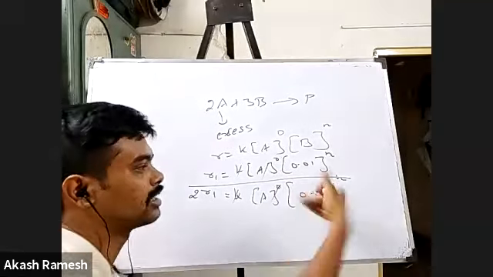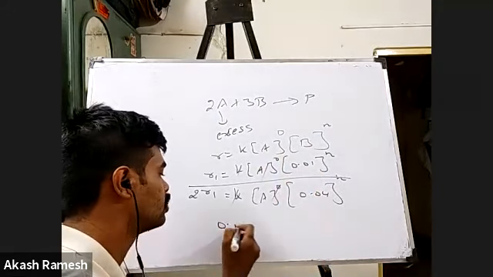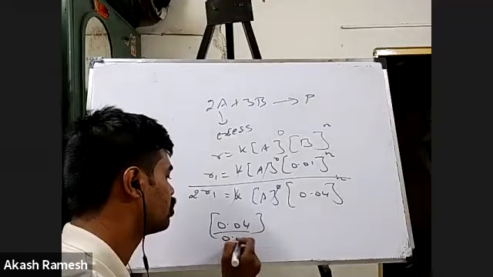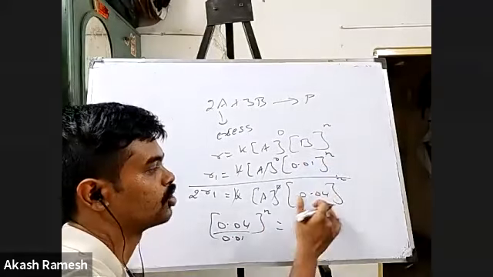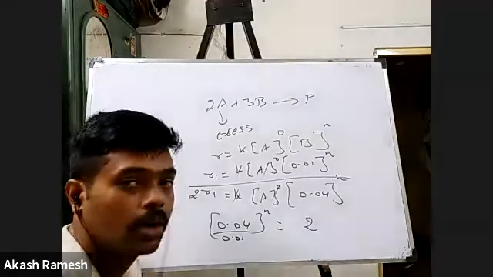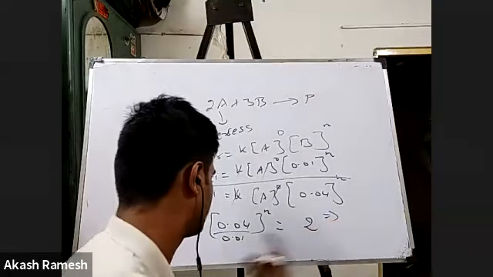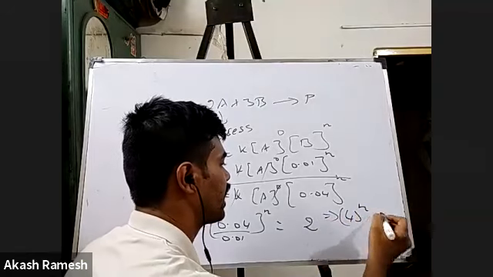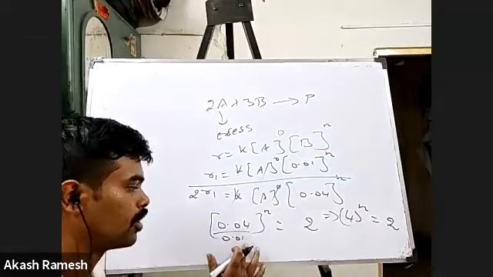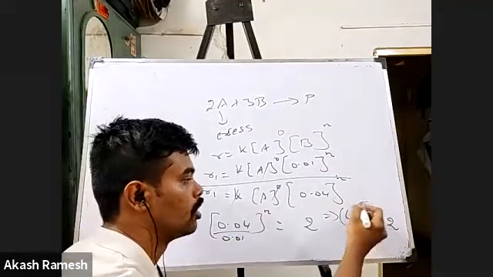Actually, dividing this by this will be easier, right? So can I write it as 0.04 divided by 0.01, the whole power n, is equal to what? This divided by this, can I say it is 2? 2R1 by R1 will become 2, right? So now how will I write this? 0.04 divided by 0.01 will become 4. So I have 4 power n is equal to 2. So what should be the n value? 1 by 2. Root of 4 is 2, so n is half.